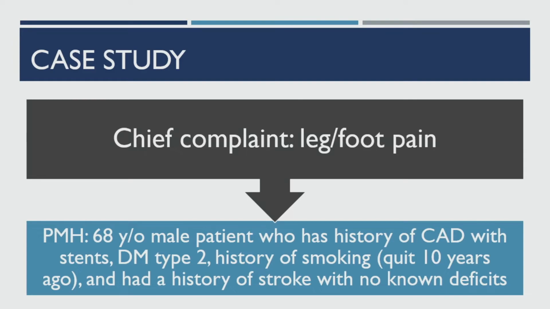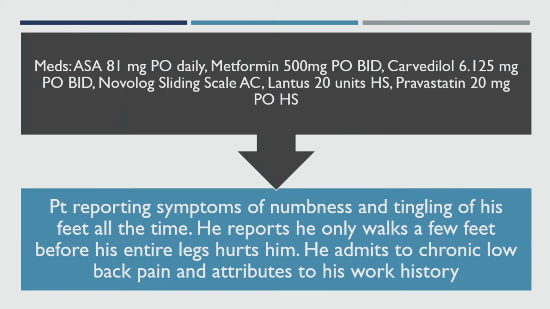So this is a patient that just came in. Primary care probably gets these same complaints, just generic leg pain. He's a 68-year-old male patient with a history of CAD. He's had coronary artery disease with stents. He has a history of smoking, had a history of stroke, but no deficits. He's just on the traditional medications that we see a lot in this region. He's reporting the common symptoms we see a lot: numbness and tingling in his feet. He walks a few feet, but reports his entire legs are hurting him. He also has chronic low back pain, but attributes this to his work history.